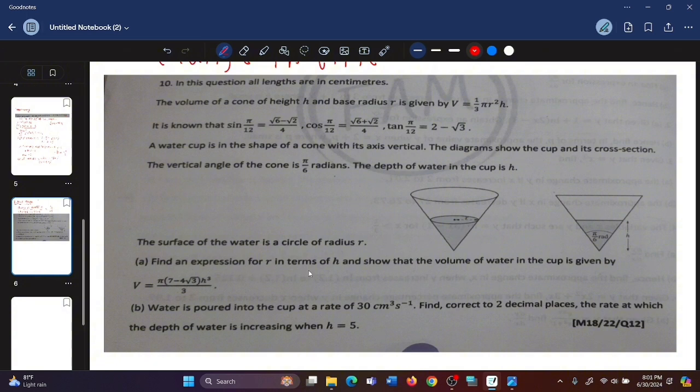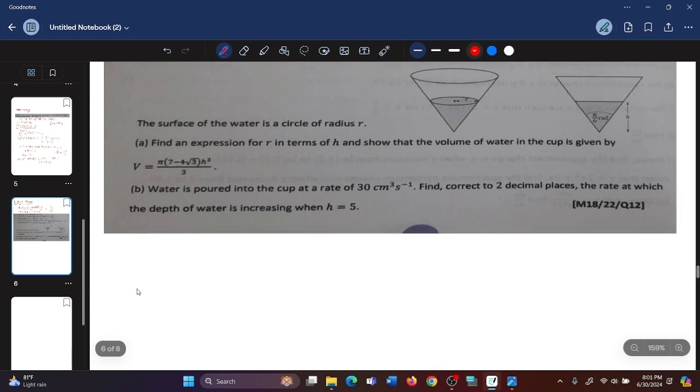Find an expression for r in terms of h and show that the volume of water in the cup is given by V equals, okay. So first let's solve part a, then we'll go on with the actual rate of change question that is in part b. So first let's solve part a. Let's first draw the diagram.